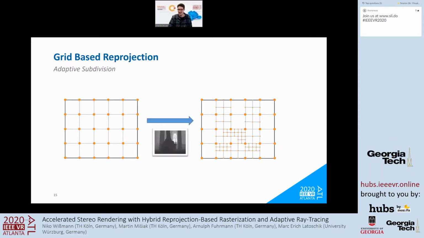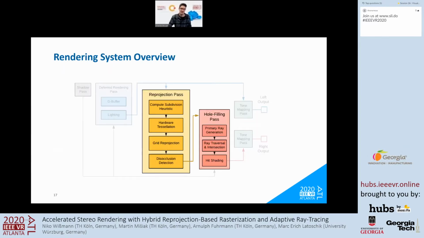Therefore, it's a better idea to rather subdivide a grid adaptively based on the underlying in-depth information. However, the question now becomes, how do we decide which grid cell needs to be subdivided and which not? Which brings us to our first step in our reprojection pass, compute subdivision heuristic.